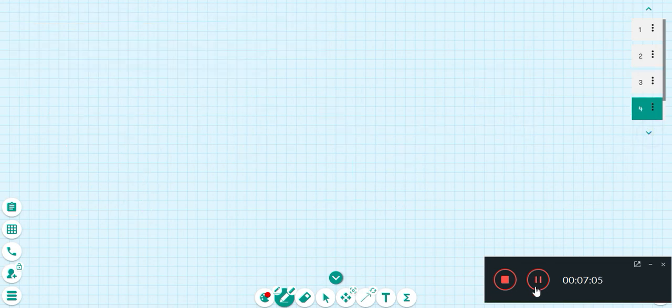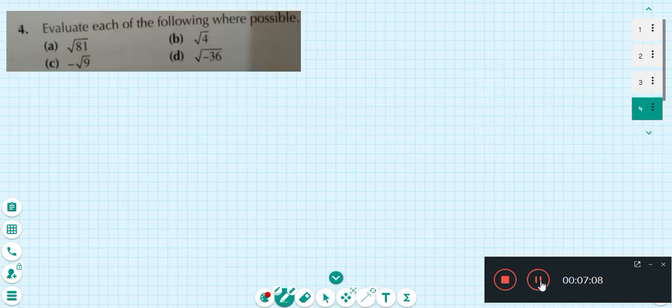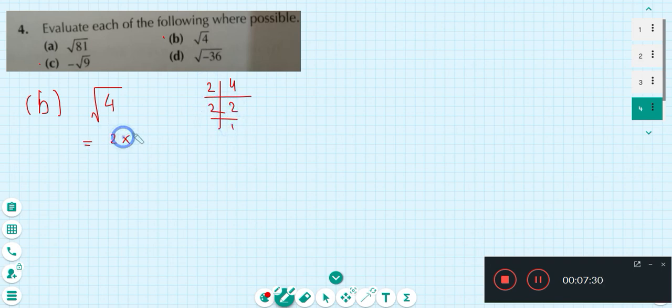Alright, next question. Question number 4. Evaluate each of the following where possible. So I start with part B first. Square root 4. Find prime factorization of 4. 2 2s are 4 and 2 1s are 2. So it means this 4 can be written as 2 multiplied by 2, or 2 square, and this square root sign as well. So square and square root get cancelled out, so we're left with only 2. So it means square root of 4 is 2.